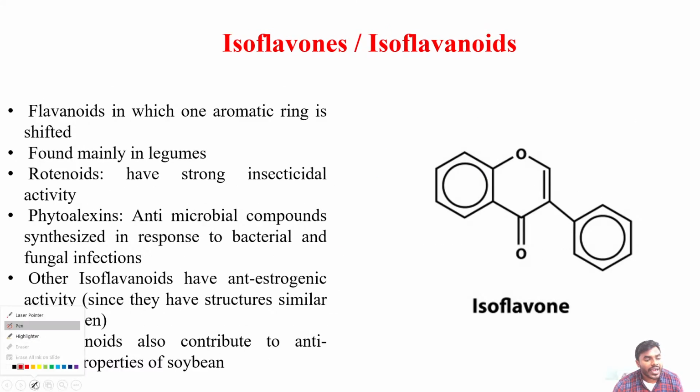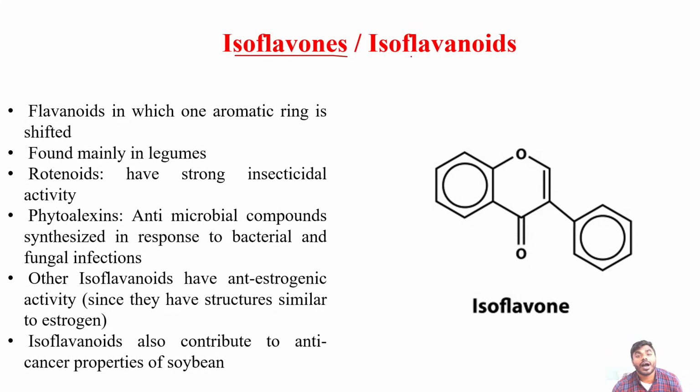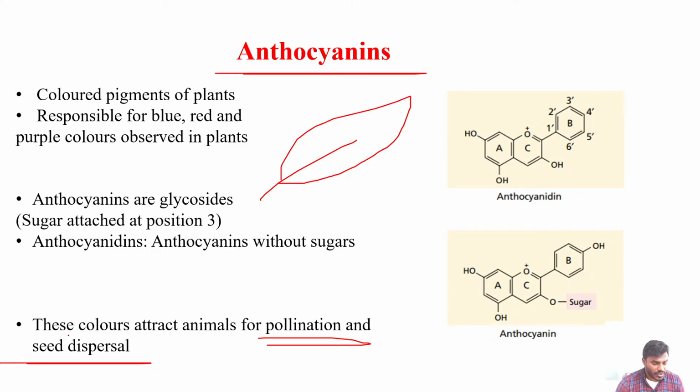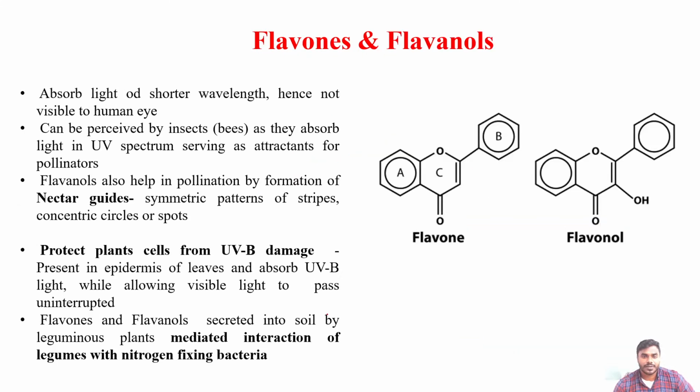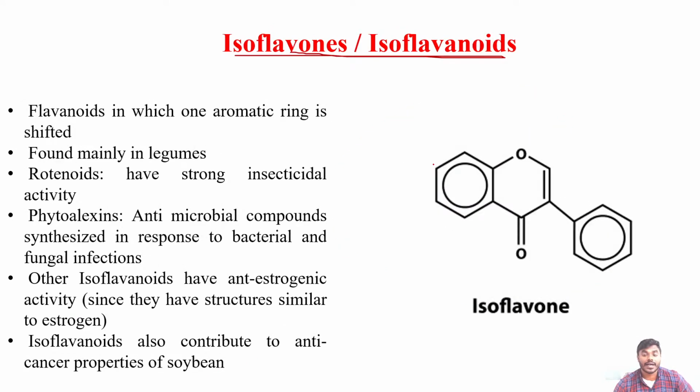Next one, isoflavones or isoflavonoids, the last and final class. Friends, if you look at this structure, I want every one of you to remember, you need not remember the structures, don't worry. Just understand the composition of that particular structure. Anthocyanin has 3 aromatic rings. Flavones and flavonols also have 3 aromatic rings. Isoflavones and isoflavonoids also have 3 aromatic rings.